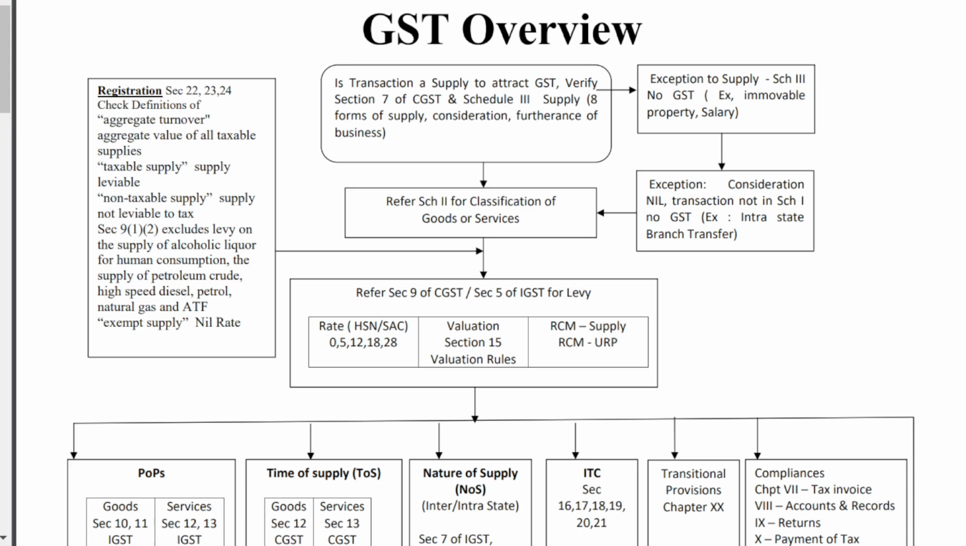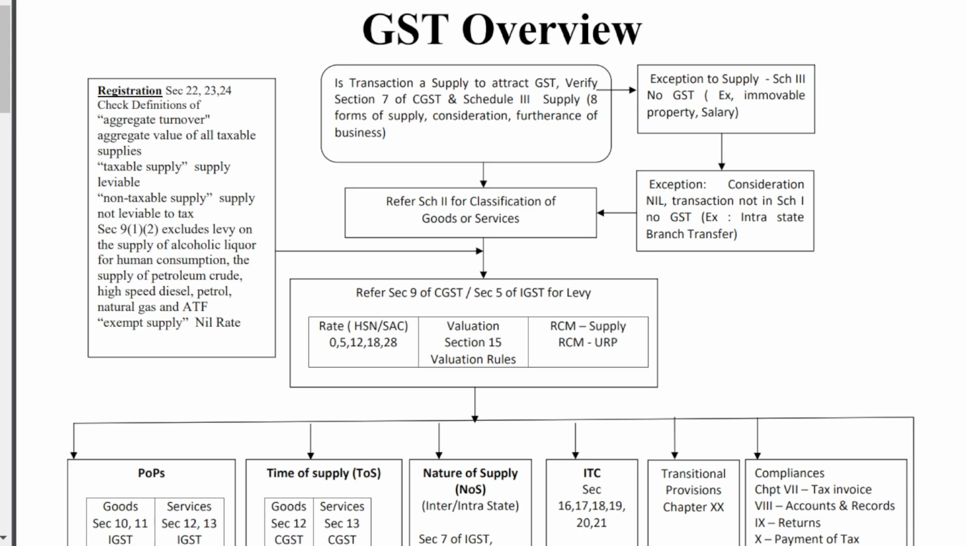The next one is we have to refer to Schedule 2 for classification of goods and services. We may be having a doubt: earlier in the VAT regime or excise regime, there were multiple disputes regarding the software, whether it's goods or services. So now in GST, it is giving a deemed thing that it is either goods or services. It is giving a deeming fiction which we have to understand.